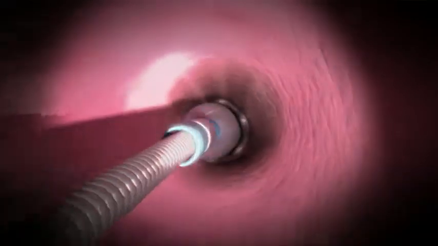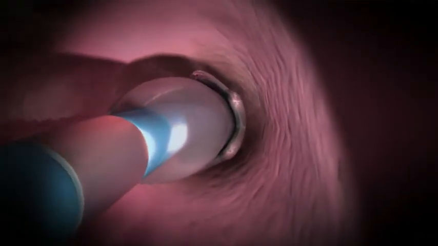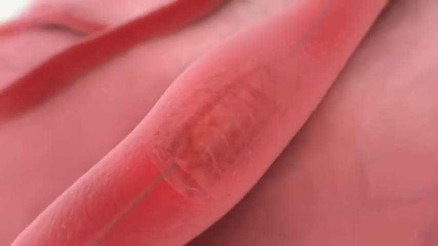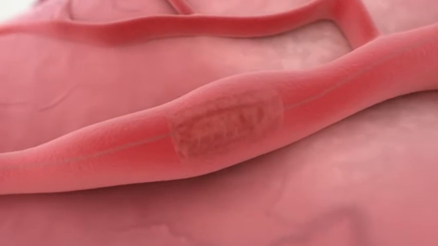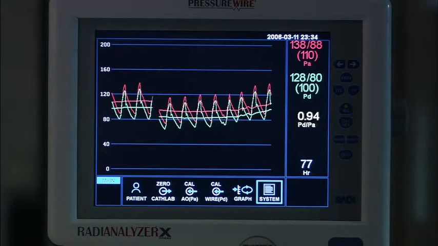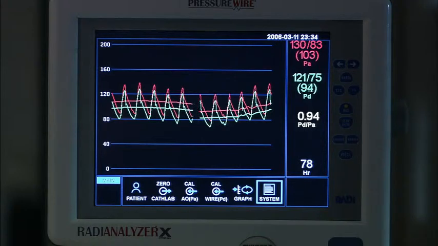This allowed the team to use a percutaneous approach and stent the mid-LAD lesion. After stenting the mid-LAD, FFR was measured again. This was to make sure that the stents were well deployed and to confirm that the left main was not significant. The FFR was 0.94, which is basically normal and a very satisfying result.